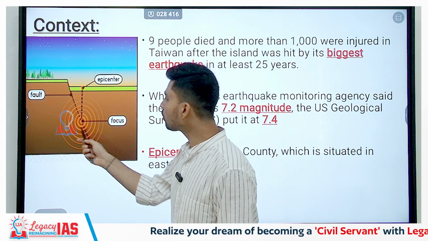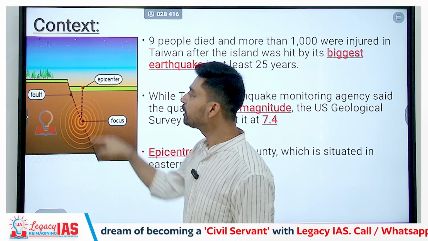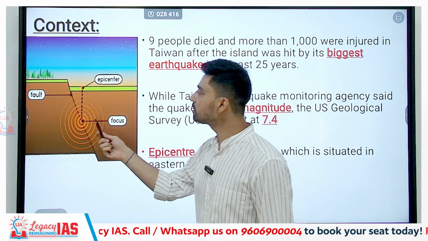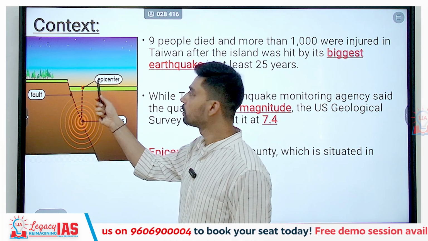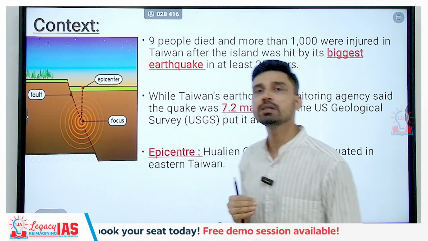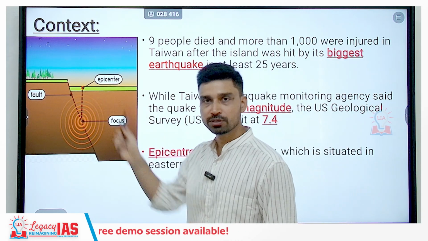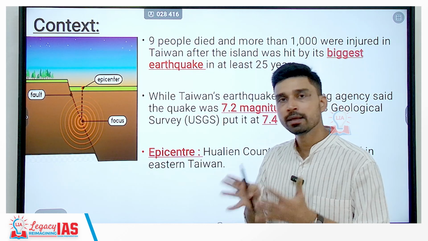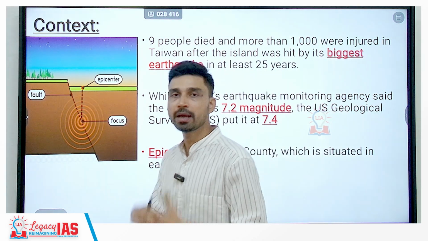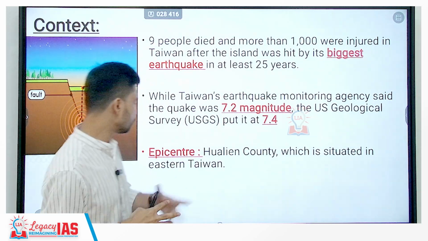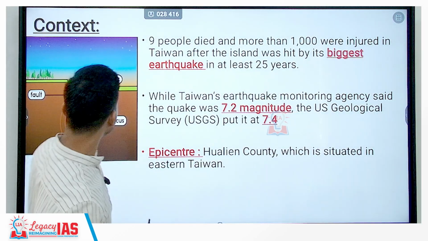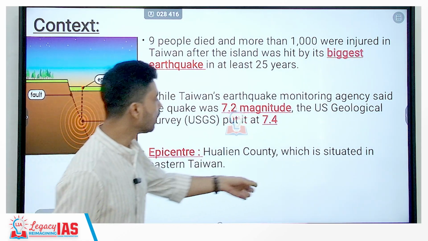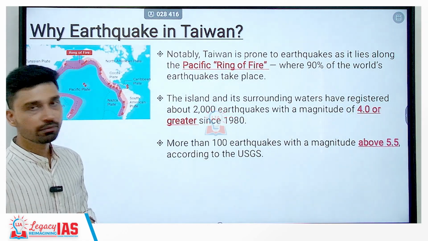Now, if the seismic waves originate from the focus, the place where they will reach first is obviously the shortest distance from the focus to the surface, which lies directly above the focus. This place on the earth's surface where the seismic wave reaches first is referred to as the epicenter. The other term is fault. A fault refers to a break in the rock system, which is the reason behind an earthquake-like event. So the epicenter, the place on the earth's surface where we see the maximum impact of the earthquake, was in Hualien County, in the eastern part of Taiwan.